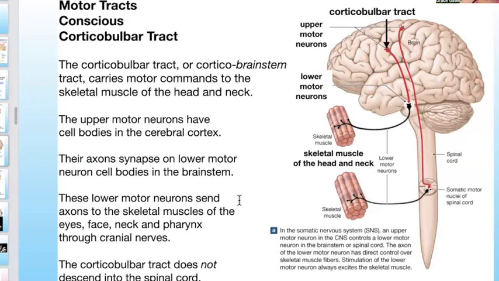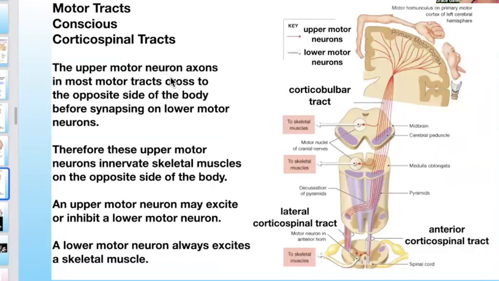The corticobulbar tract does not descend into the spinal cord. It is not going to any target organ that is found at the level of the spinal cord, so there is no reason for it to descend into the spinal cord. The upper motor neuron axons in most motor tracts cross to the opposite side of the body before synapsing on lower motor neurons. Therefore, the upper motor neurons innervate skeletal muscles on the opposite side of the body.